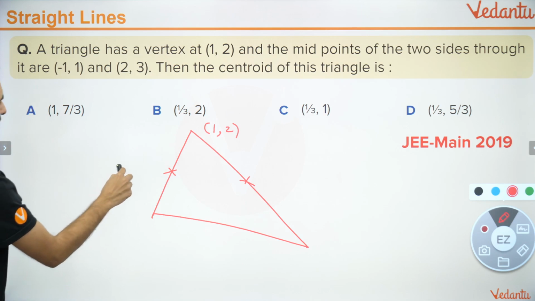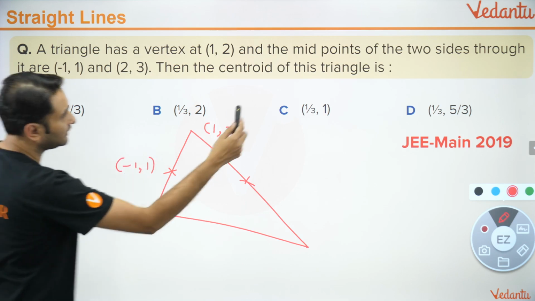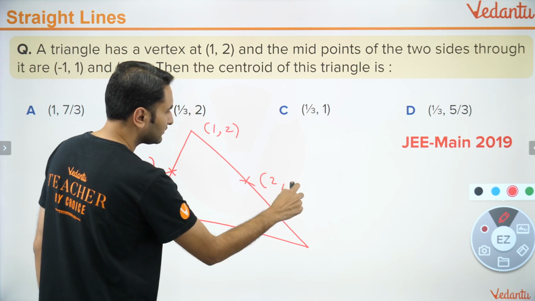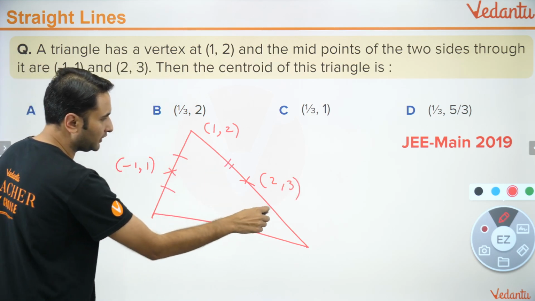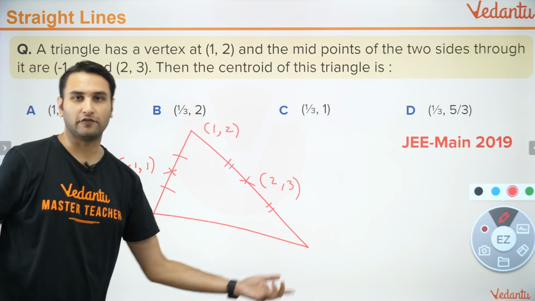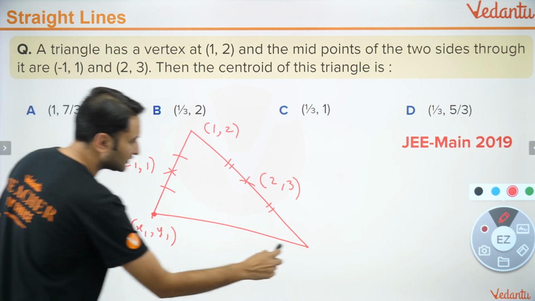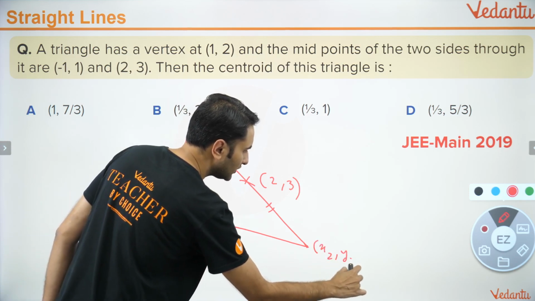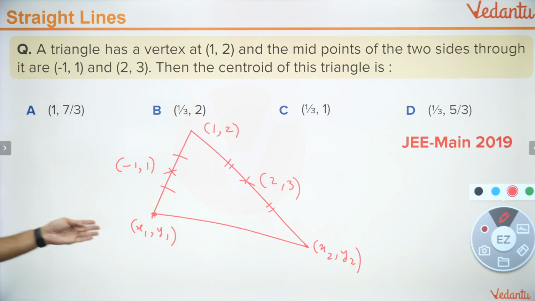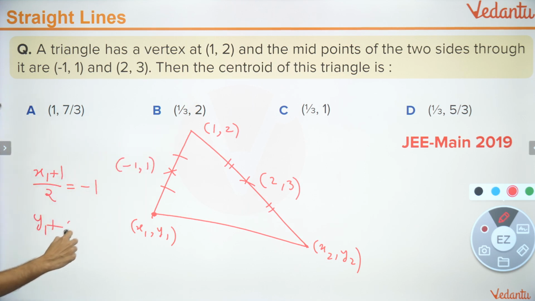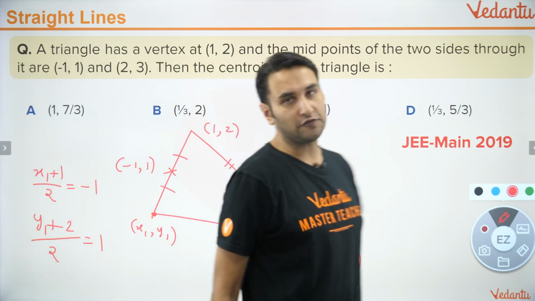What are the midpoints बच्चों? -1, 1 and the other one is 2, 3. This is the midpoint, this is the midpoint. Can you find out these points? Very easy. Say this is x1, y1. Say this is x2, y2. All of you can solve. Just use the midpoint formula. (x1 plus 1)/2 is -1. Similarly (y1 plus 2)/2 is 1. Find out x1, y1.